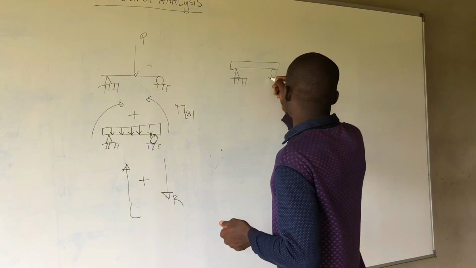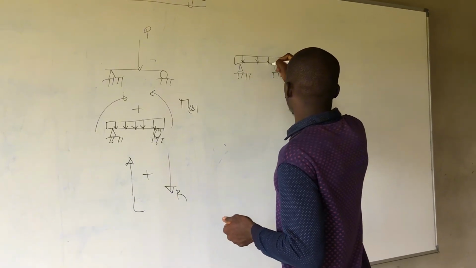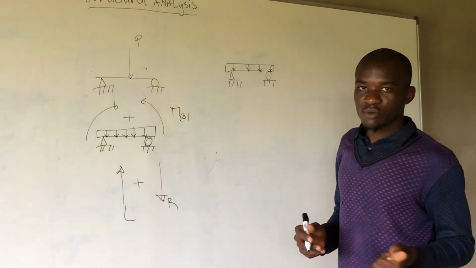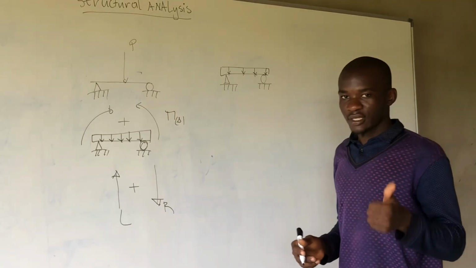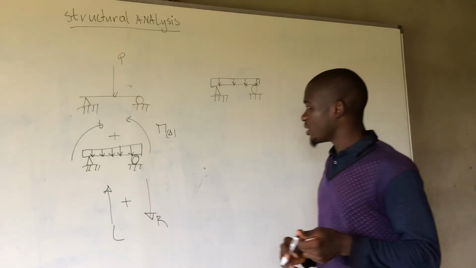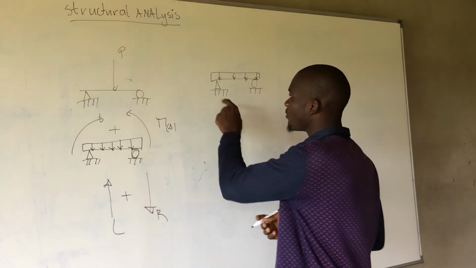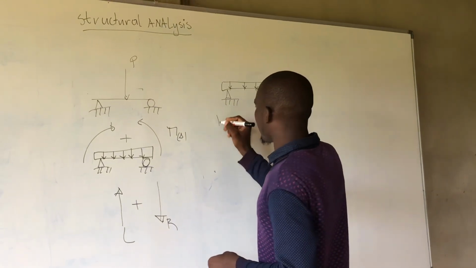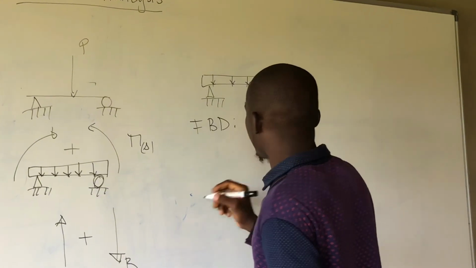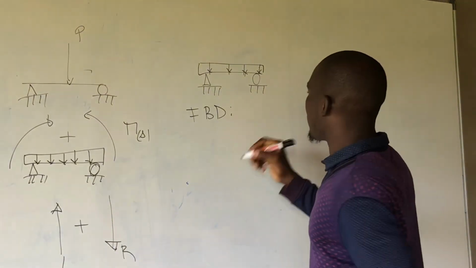So if we still have our uniform distributed load on our beam, to see the bending moment and the shear force that are internal reactions of our structure, we have to make a section. But before making a section, we have to make the free body diagram. The first step is to make the free body diagram. How do we make it?